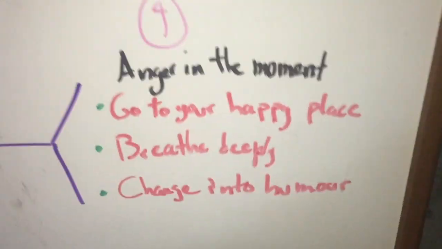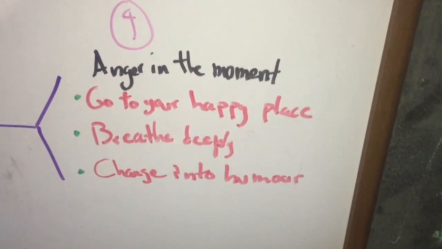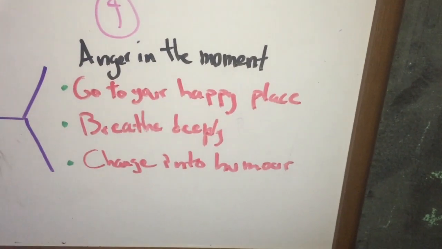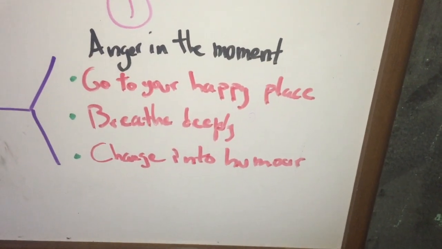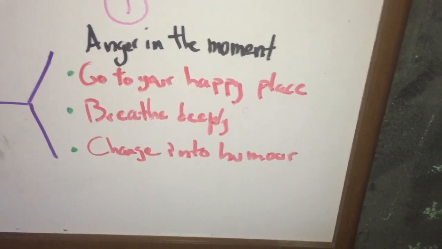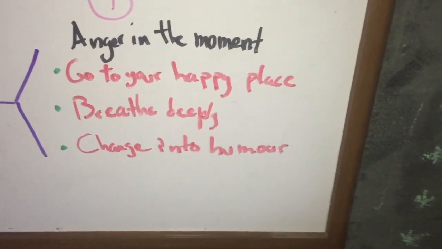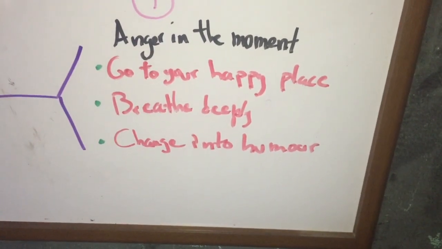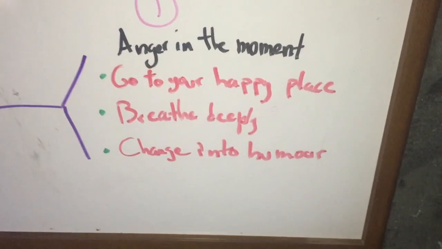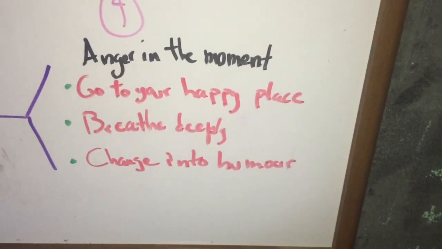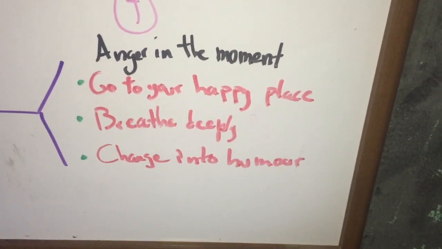Now, anger in the moment. Anger in the moment basically refers not to a general period of time, but more to a day or an hour situation where you have been showing anger to a person. Now, go to your happy place, which basically means remembering a happy situation, a family trip, a time you laughed or had fun with your friends. That basically makes your body react in a happy way, controlling your anger.